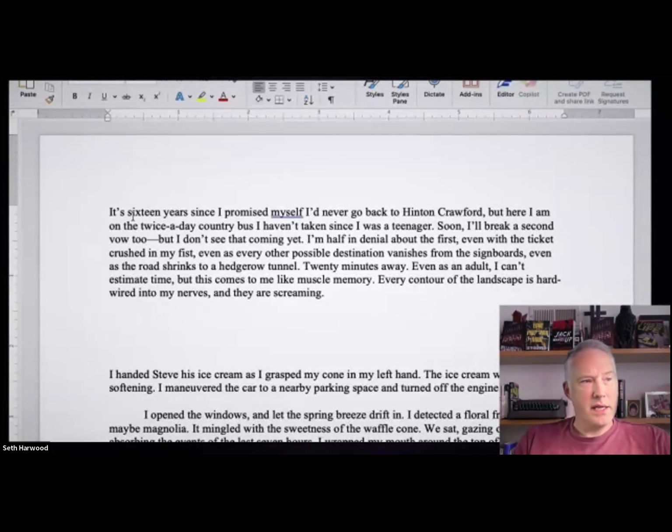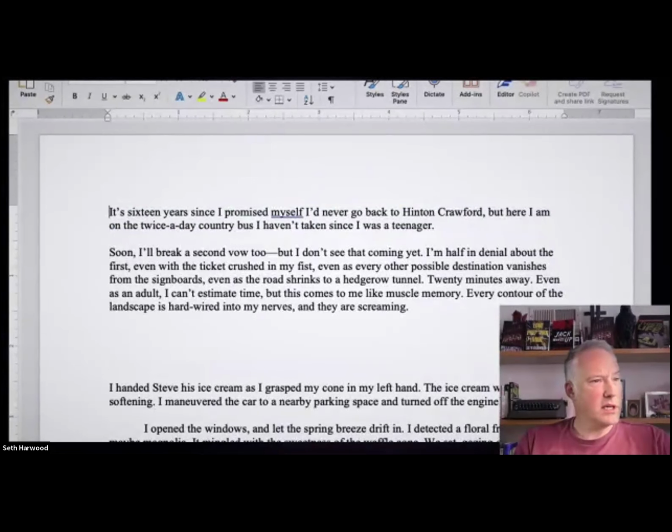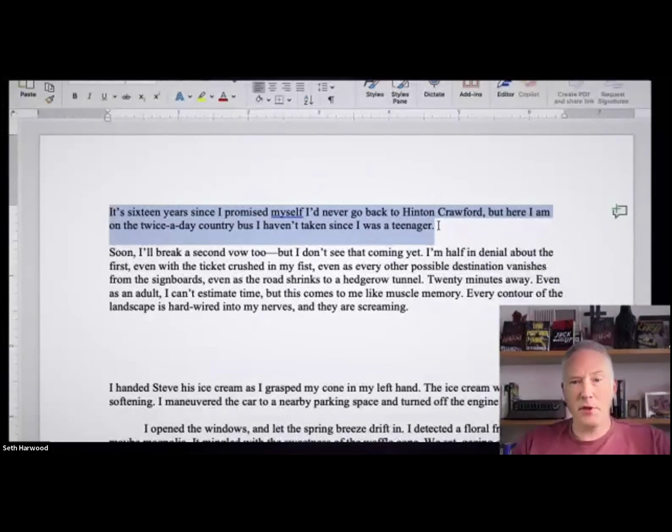Here's Claire. "It's 16 years since I promised myself I'd never go back to Hinton Crawford, but here I am on the twice a day country bus I haven't taken since I was a teenager." So this is summary, right? She's catching us up. She's giving us a bunch of information that we could call telling, and ideally what she's doing is setting up the scene.